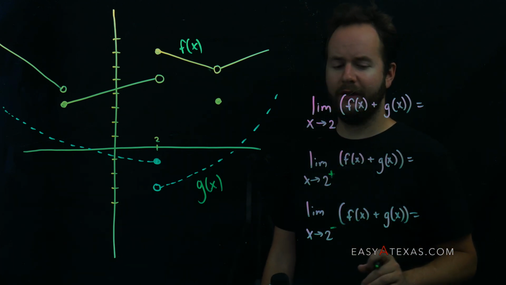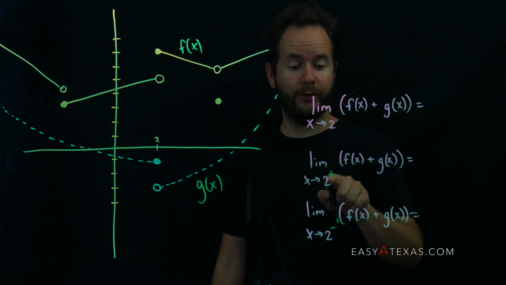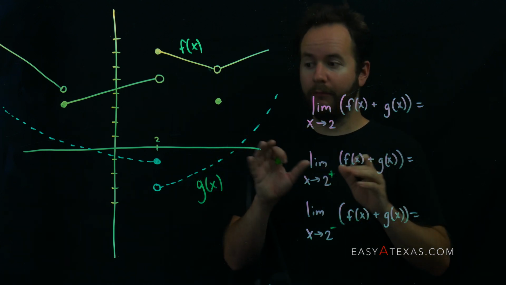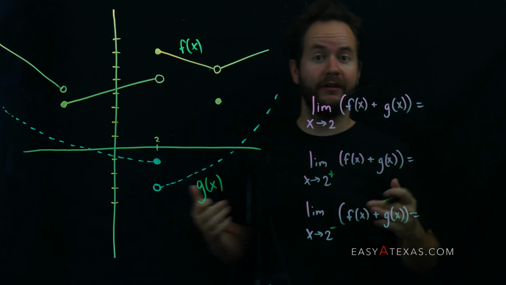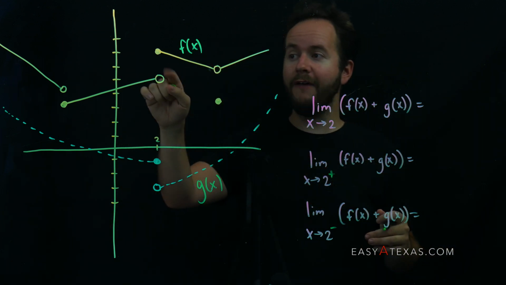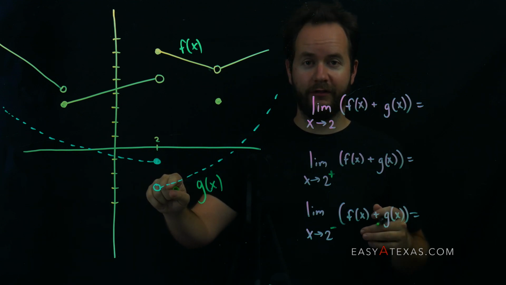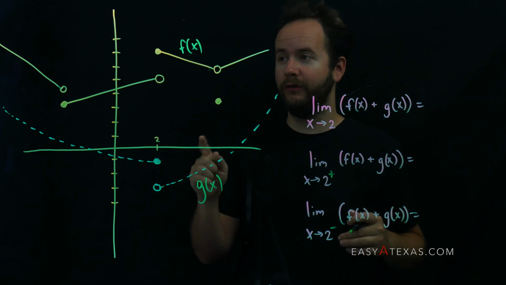Let's start with the right-hand limit and ask ourselves, what's the limit as x approaches 2 from the right of f plus g? You might look at this graph and say, well, look, it seems to be broken, right? And because it's broken, it's got to be discontinuous. Well, while it is true that f itself is discontinuous and g itself is discontinuous, their sum might not be. So let's have a look.